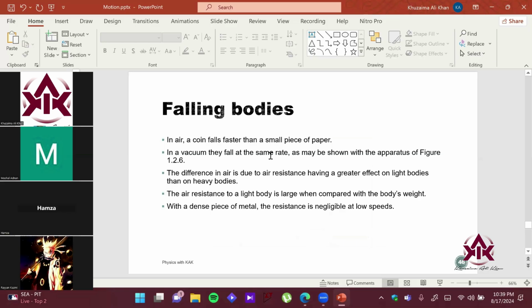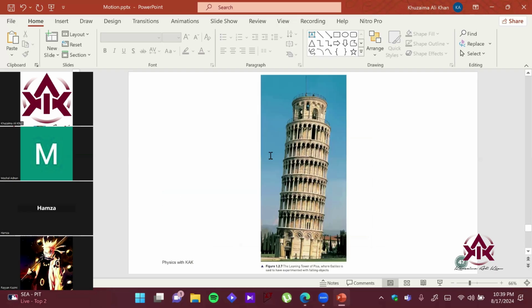In a vacuum, they fall at the same rate, as maybe shown in figure 1.2.6. Let's see. So what is happening over here? This was the famous experiment of Galileo Galilei. Galileo Galilei showed that the Sun is at the center, not the Earth.